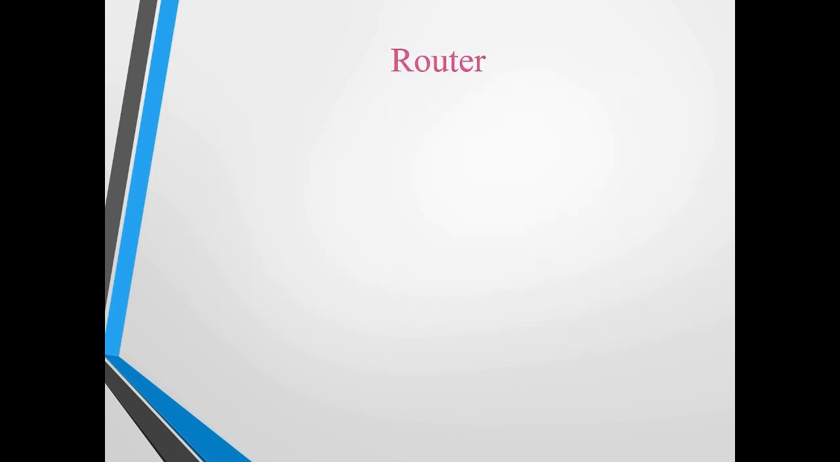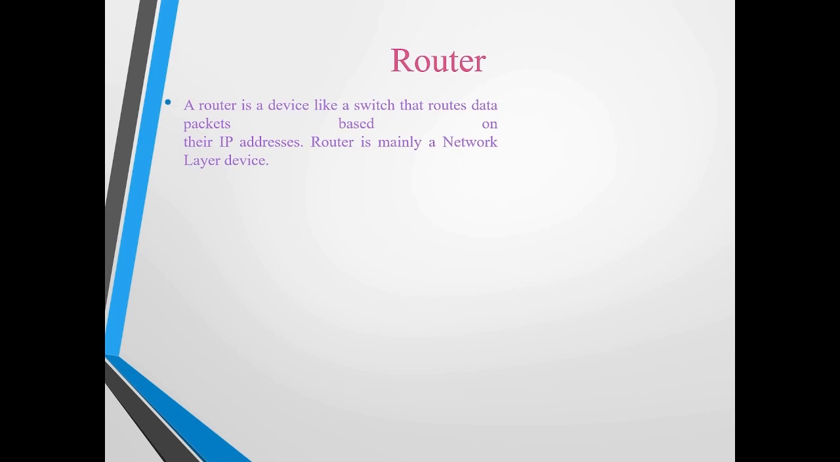After that, we have the next device, that is the router. Okay, so how does this router work? Router is a device like a switch that routes the data packets based on the IP addresses. Basically, router and gateway work on the network layer. Okay, this point should be noted by you people. Just note it down that router and gateway work on the IP addresses on the network layer. Okay, so router is mainly a network layer device.